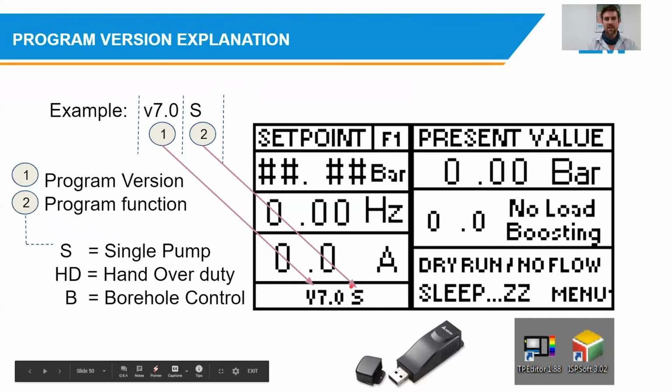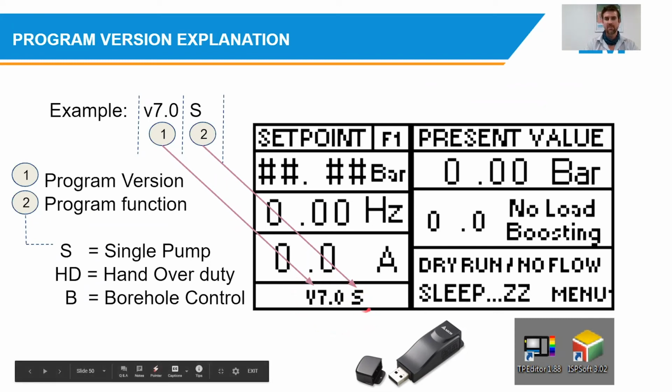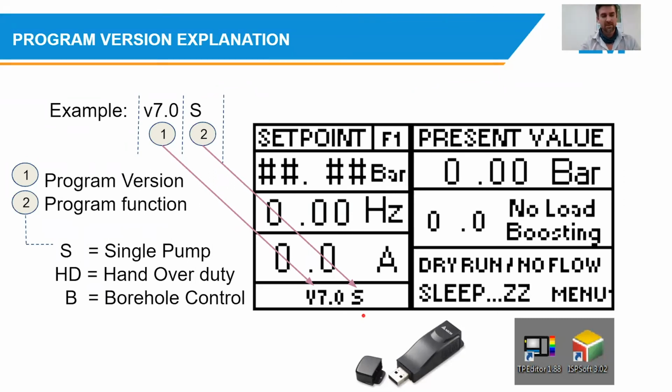There's also the last option, which would be S for single pump, HD if it's a handover duty pump, or a B for a borehole or level control system. So at a quick glance on your main page, you will be able to know your version of software as well as the type of pump control that you have. This is quite important if you're phoning in for some support on your system, that you know what version you have and what version you're running.